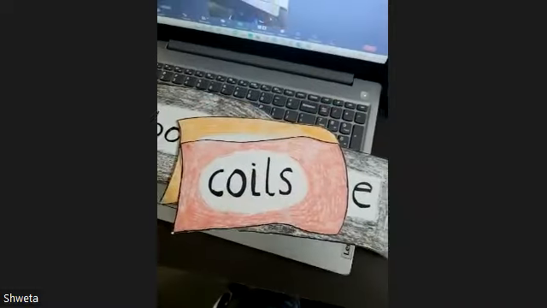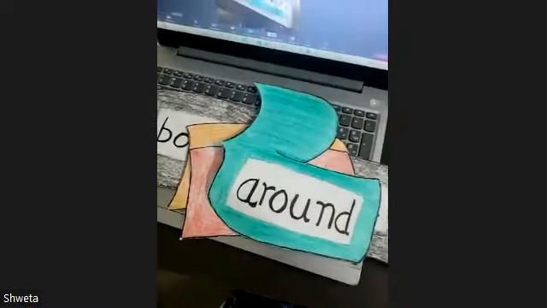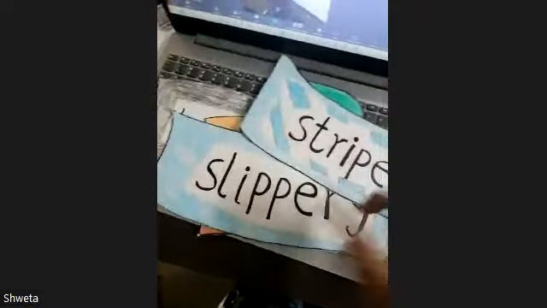This is your verb. This is your preposition. Now these are your adjectives. Adjectives, so that's why they are blue in color, right?